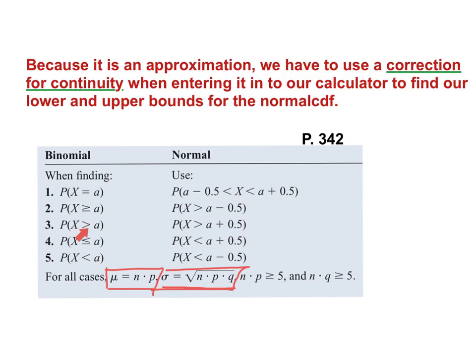But for this one, A is not included. It's greater than A. So I go a half a tick beyond that. And again, it's all an approximation. That's why we only go a half a value. Okay, same with this one. Since it's less than or equal to A, I want A to be part of the answer.